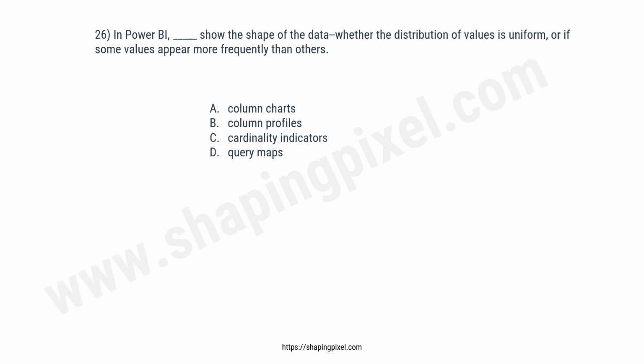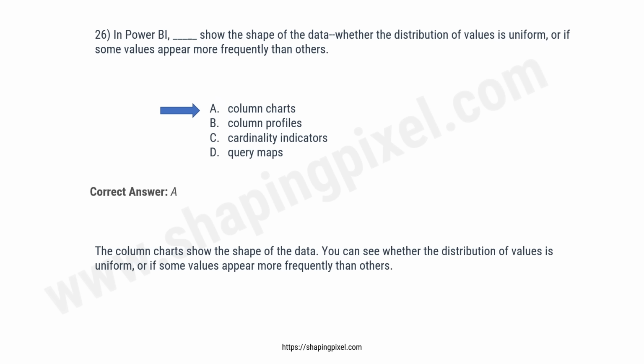So question number 26. In Power BI, dash shows the shape of the data, whether the distribution of values is uniform or if some values appear more frequently than others. So we have four options: column charts, column profiles, cardinality indicators, and query maps. So the right answer here is option A, column charts. The column charts show the shape of the data. You can see whether the distribution of values is uniform or if some values appear more frequently than others.